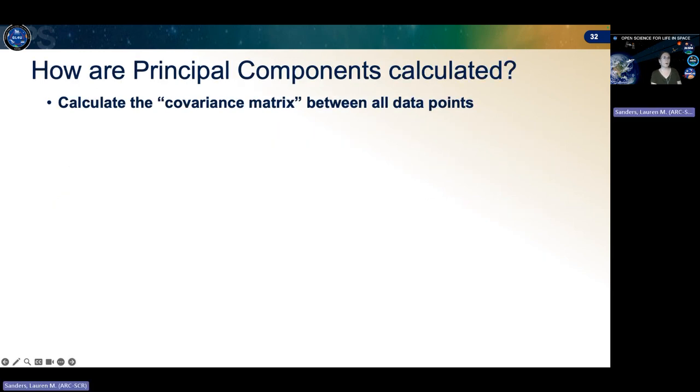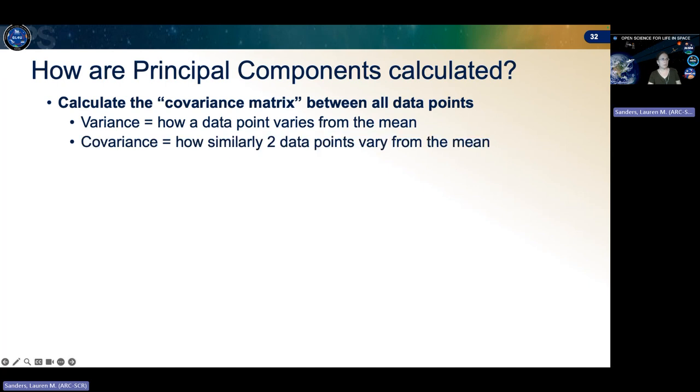But first, how are principal components calculated? Well, first, we calculate the covariance matrix between all data points. So if variance is how a data point varies from the mean, covariance is how similarly two data points vary from the mean. So we're comparing pairwise, we're comparing all pairs of data points in the data set. And we're saying how similar is the variance between each pair of data points. So we're laying out this relational matrix that tells us the relationship between each pair of data points in terms of how similar each one is to the mean, or how far away it is from the mean.